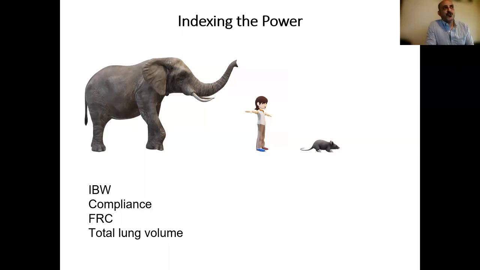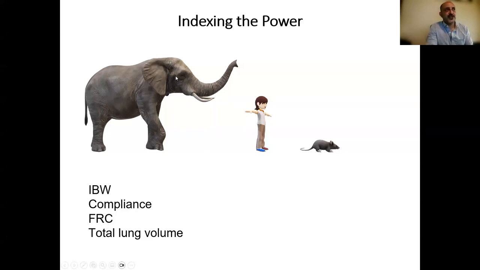Now, of course, we're all common humans, even all mammals in different shapes and forms. So having only one number to look for, which is the mechanical power, might be different depending on your ideal body weight, your compliance, your functional residual capacity, FRC, and the total lung volume.